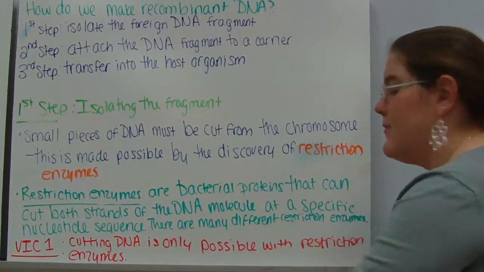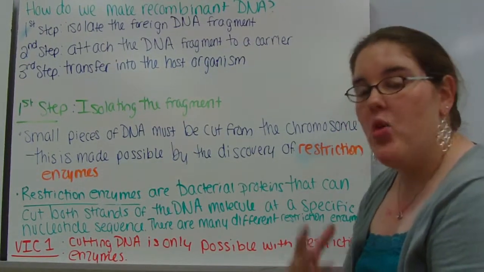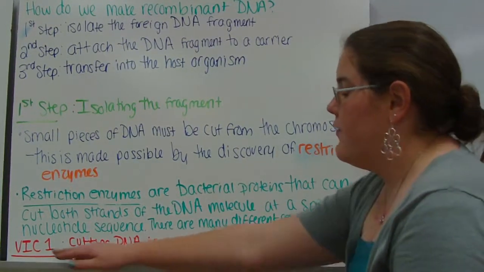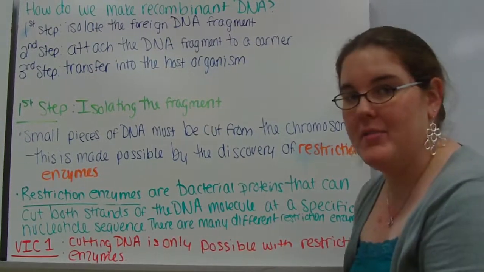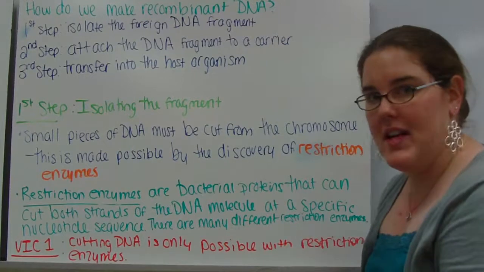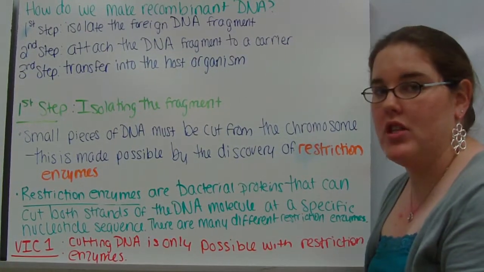And there are many different restriction enzymes. Pretty much any kind of combination that we can have in DNA, we can find a restriction enzyme to cut that DNA with. Now, big number 1, cutting DNA is only possible with restriction enzymes. We can't take a small pair of scissors and cut that DNA into as many different pieces as we want. We have to rely on those restriction enzymes.